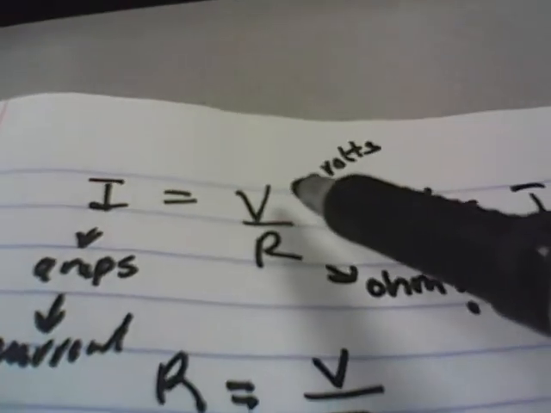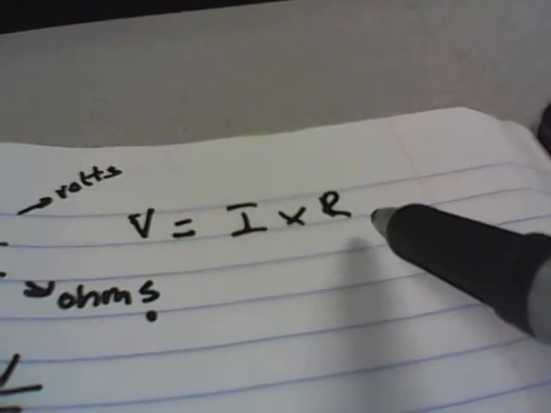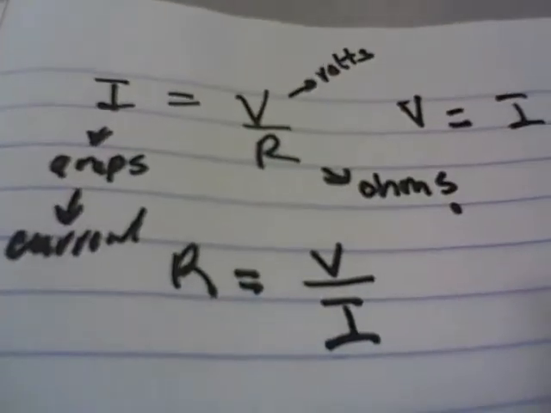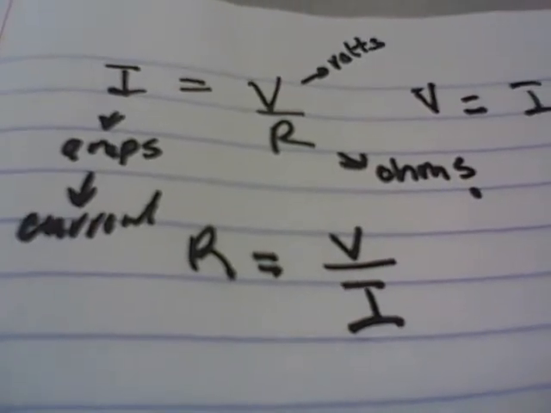If it wants current, it will give you the volts and resistance. If it wants voltage, it'll give you the amps and resistance. So be smart about it. Don't get overwhelmed. Just say, hey, everything I need is in this question. What equation does it fit into?